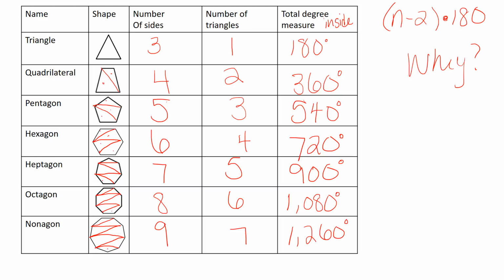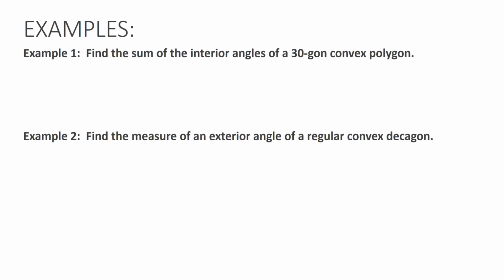So this is why the formula n minus 2 times 180 works. Because we're starting to see our number of sides minus 2 gets us to the number of triangles, times that by 180 degrees for the sum of a triangle on the inside, and that gets us the total interior angle sum for each polygon. So now we're going to go through 4 examples using these formulas.